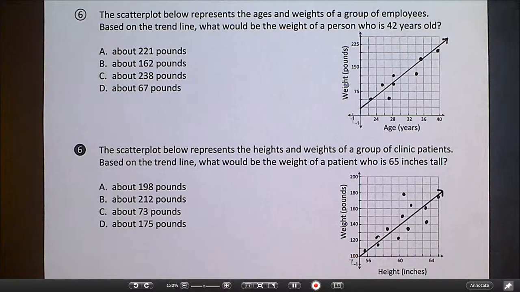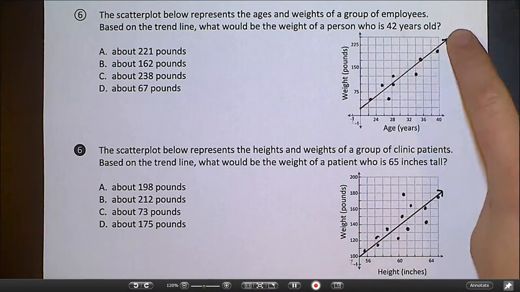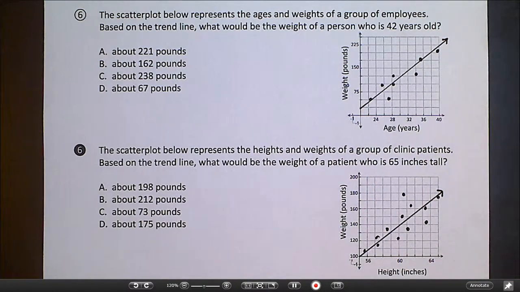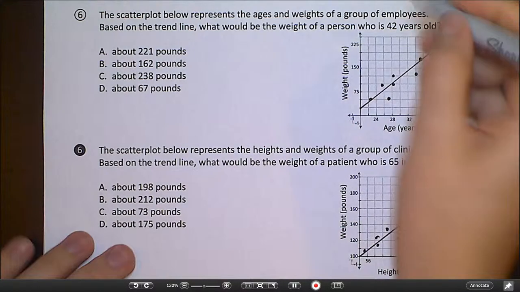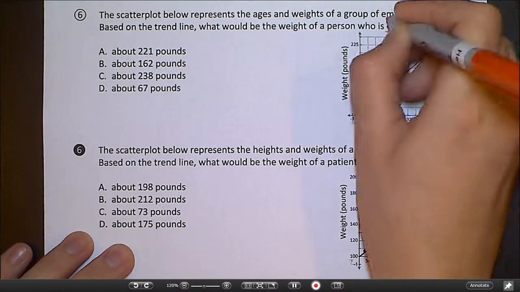Number 6. The scatter plot below represents the ages and weights of a group of employees. Based on the trend line, okay, so this is our trend line, what would be the weight of a person who is 42 years old? Okay, so 42 years old, and we're looking for the weight.